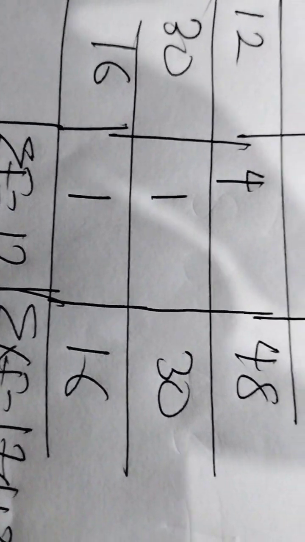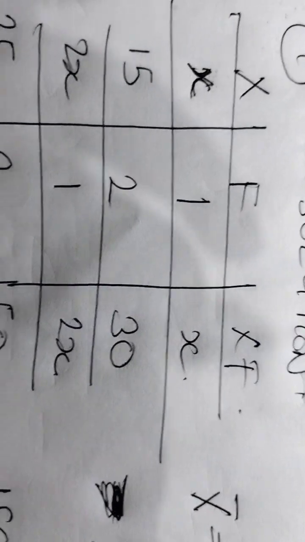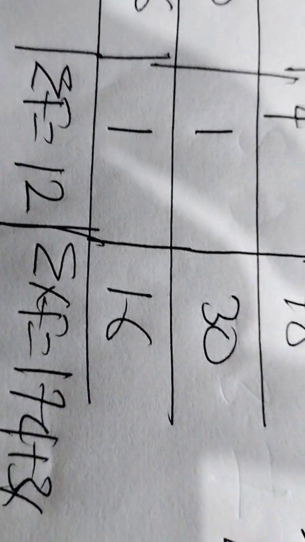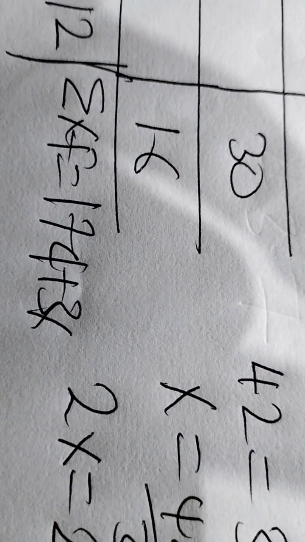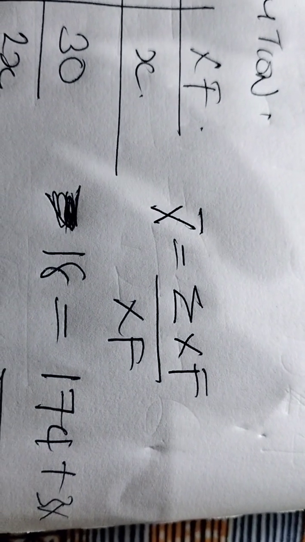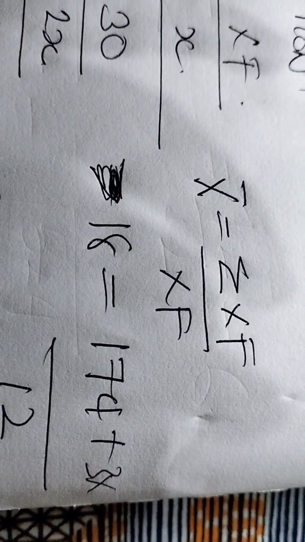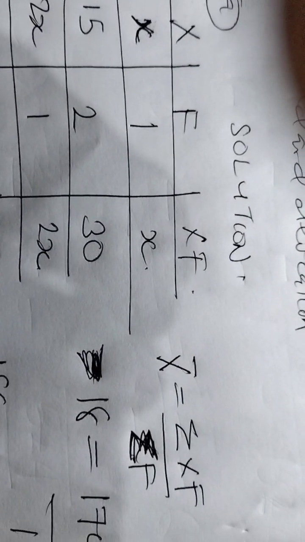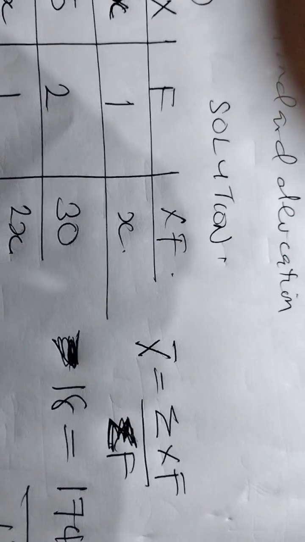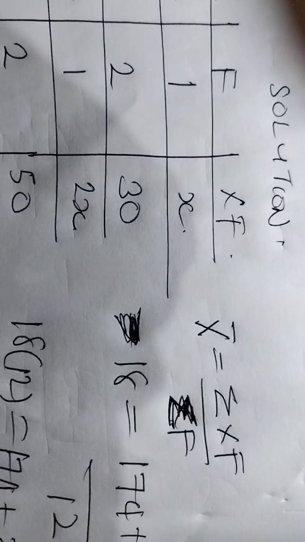The summation of F, adding the whole values of F, will have 12. Summation of S of F gives us 174 plus 3S. Then going to the formula for mean. Mean is summation of S of F all over summation of F. This is an error. So it's corrected: summation of S of F all over summation of F.